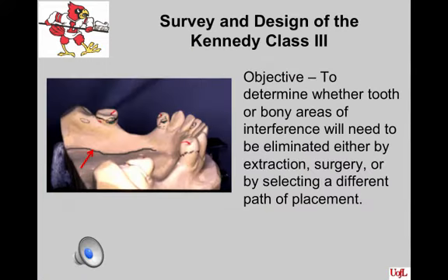By surveying bony prominences, we wish to determine whether tooth or bony areas of interference will need to be eliminated either by extraction, surgery, or by selecting a different path of placement. By surveying the dramatic bony contour on the lingual here, we know that we cannot go below that with our flange, or food will get up and under the overhang that we create.